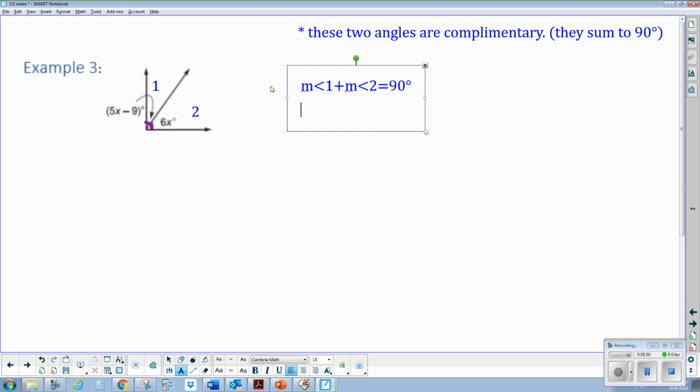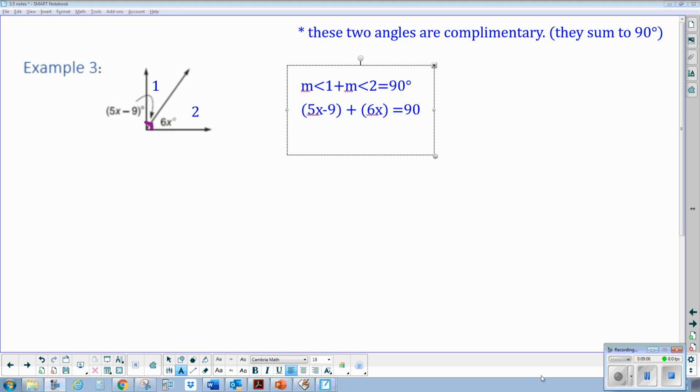The measure of angle 1 is 5x minus 9. The measure of angle 2 is 6x. And together, they're 90 degrees. So here we can combine our like terms, and we get 11x minus 9 equals 90. Sorry, 11x minus 9, not plus. 11x minus 9 is equal to 90. We can add 9 to both sides, and we get 11x equals 99. And therefore, when we divide both sides by 11, we get x is equal to 9.